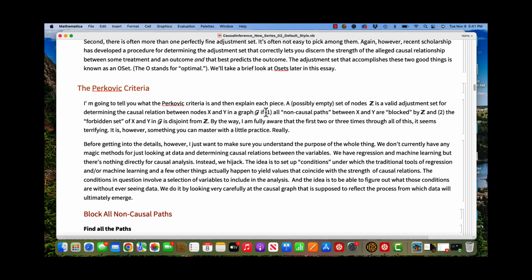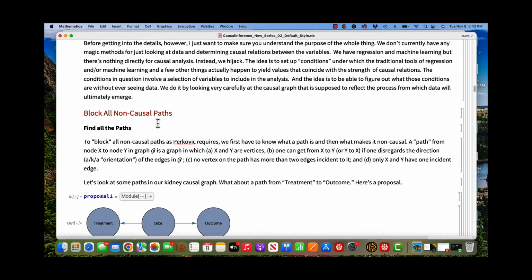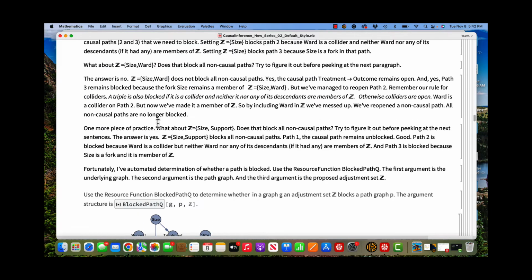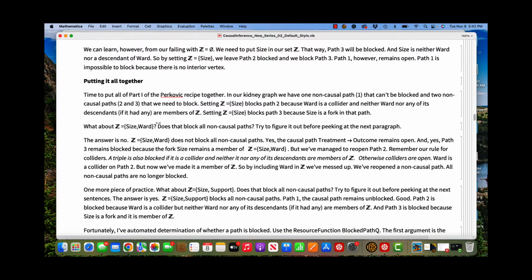Okay, we're feeling good. We learned how to block all non-causal paths, but there's this terrifying second part. We have to make sure that there's nothing in Z, our adjustment set, that's also in the forbidden set. And the forbidden set isn't defined in the abstract. It's the forbidden set of X and Y, the cause and the effect in your graph G. All right, so let's figure out what the forbidden set is. And again, it's actually not that hard.